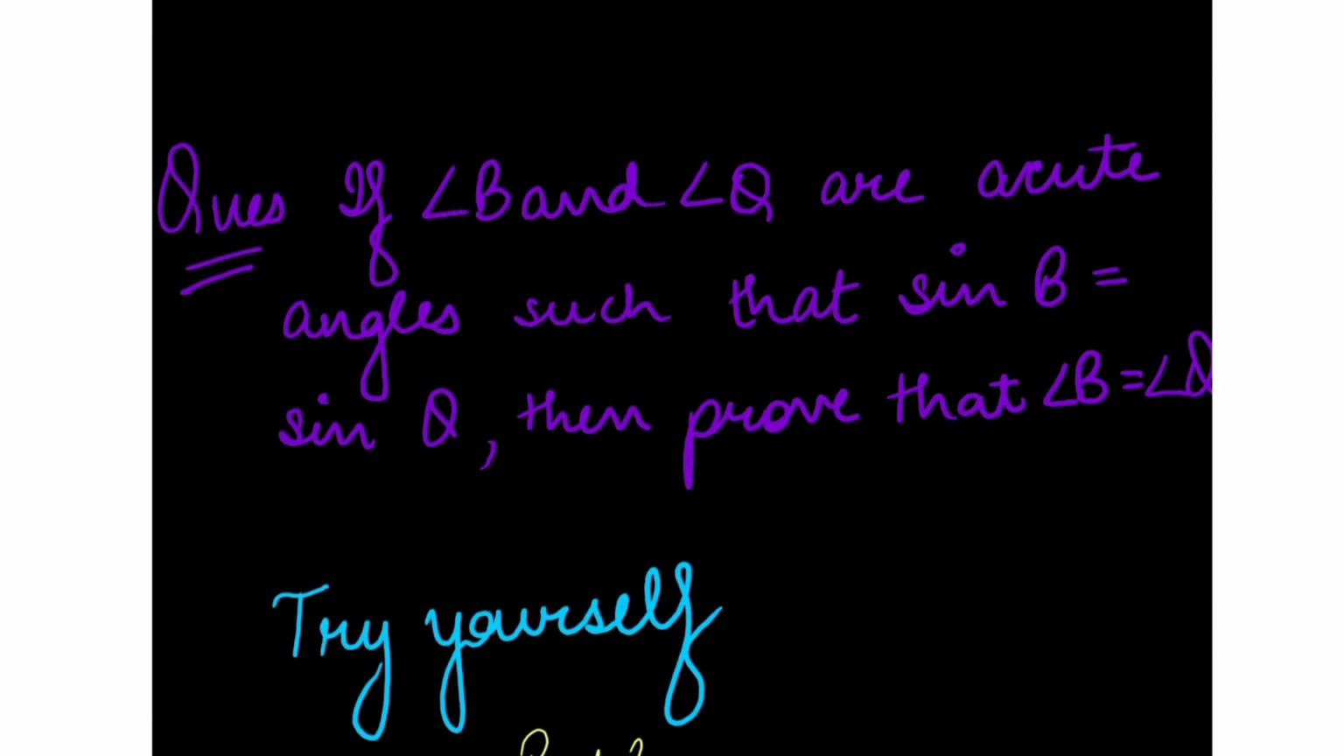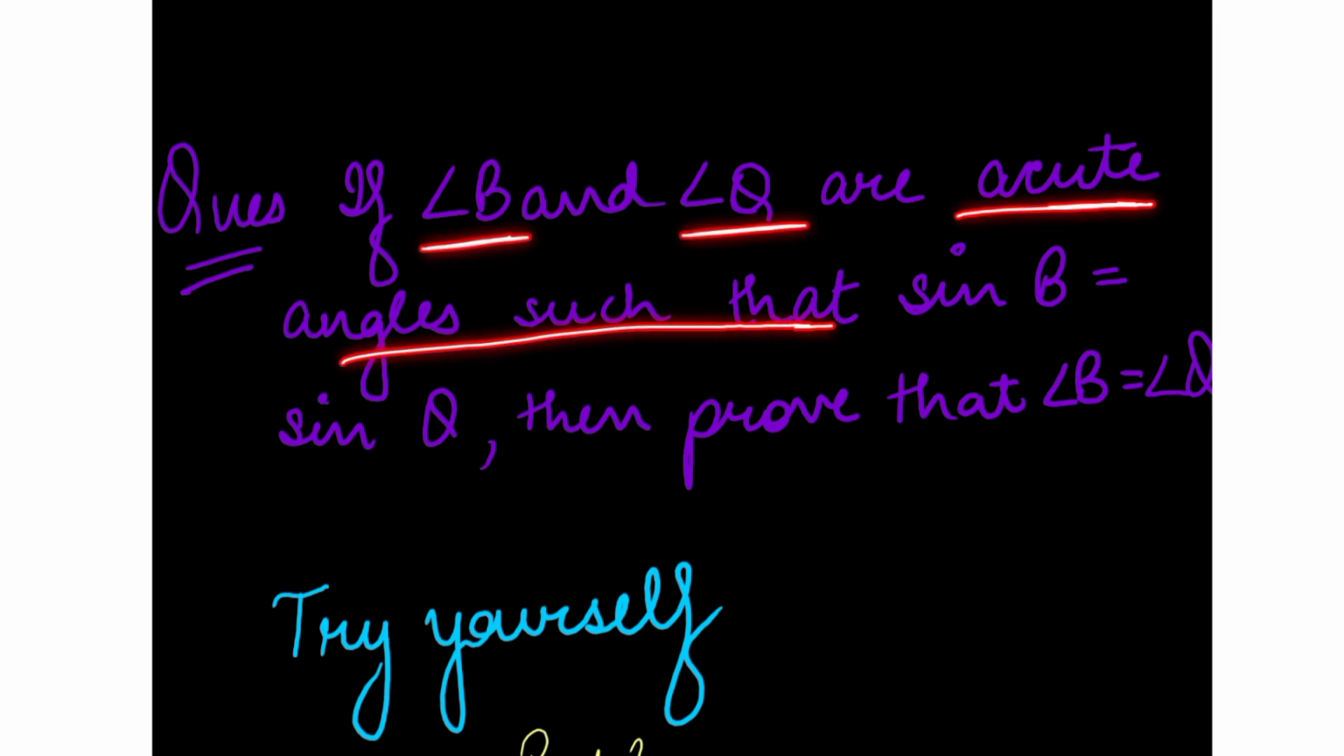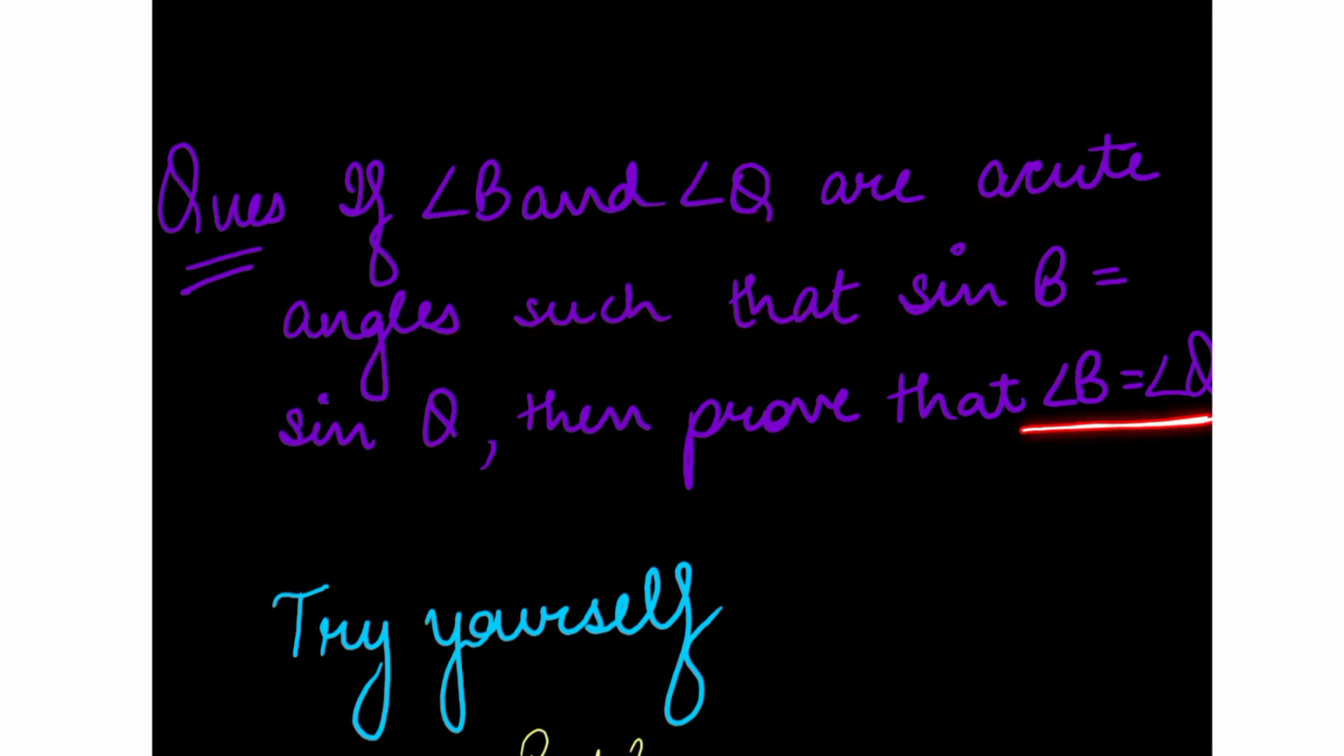Next question is, if angle B and angle Q are acute angles such that sine B is equal to sine Q, then prove that angle B is equal to angle Q. This you should try yourself. It will be very helpful.